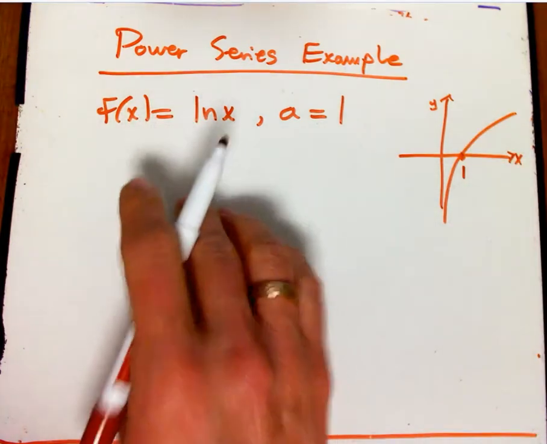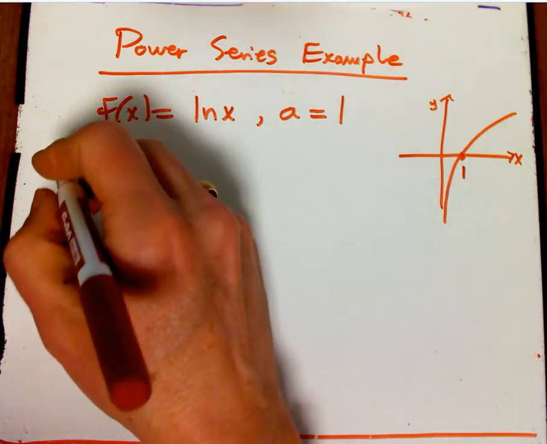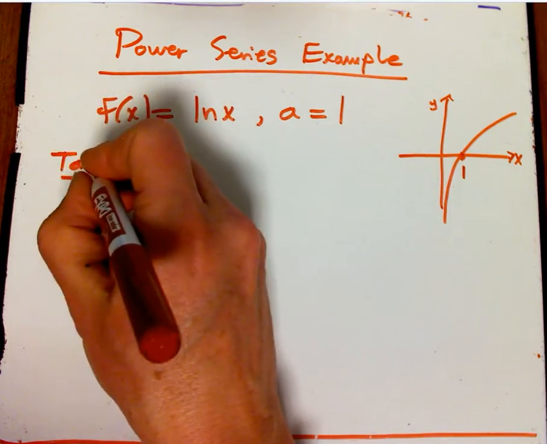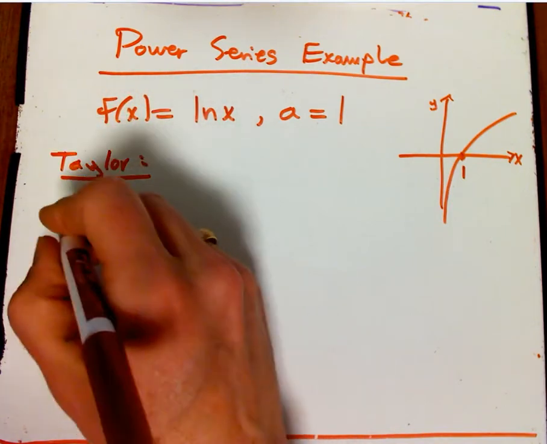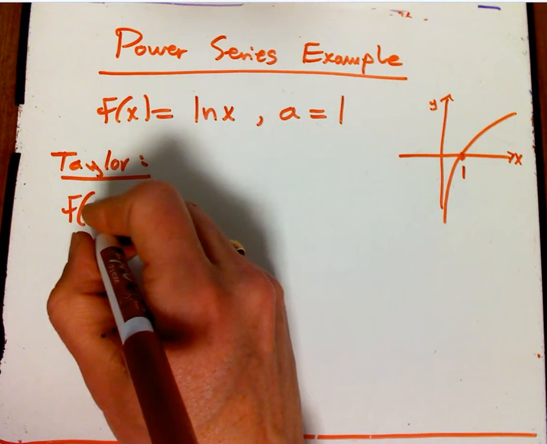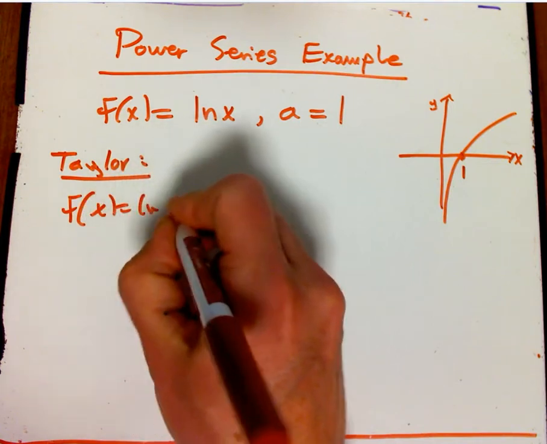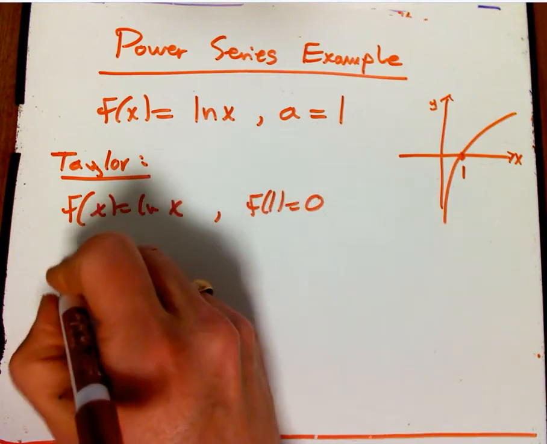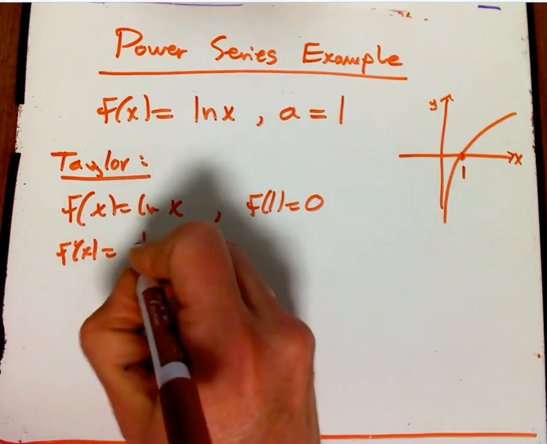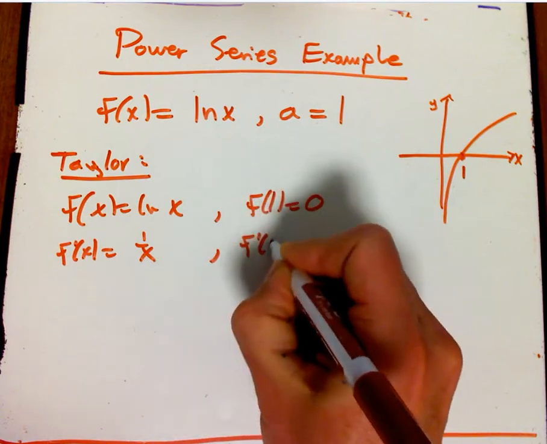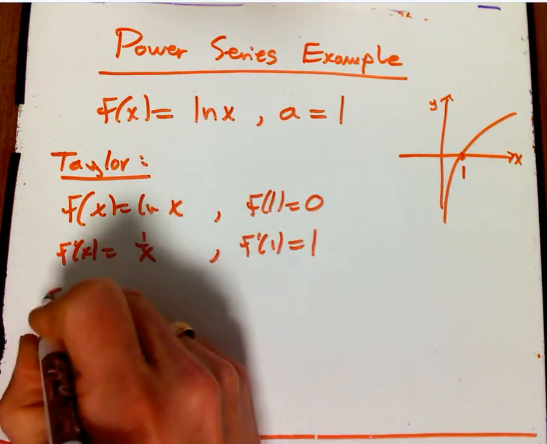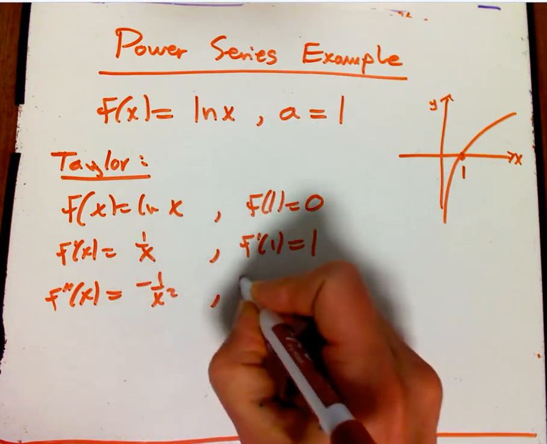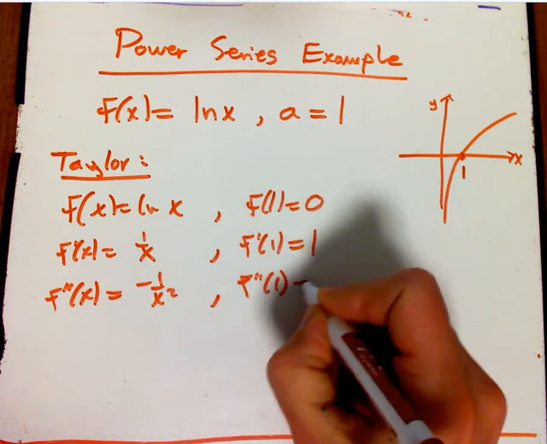Okay, so I'm going to show you 2 ways to get this. Might as well do it as an example of the Taylor process, but there's sort of a slicker way to do it later. But this isn't too hard. f of x is log x, just to have it all together. f of 1 is 0. f prime of x is 1 over x. f prime of 1 is 1. f double prime of x is minus 1 over x squared. f double prime of 1 is minus 1.